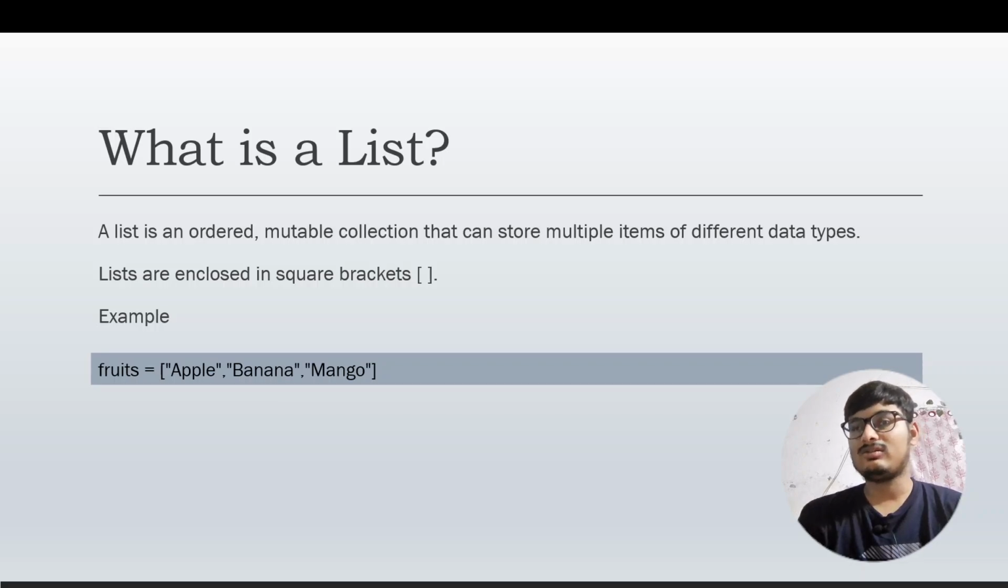Lists are enclosed in square brackets. Here is an example of a list which is named fruits. Fruits equals square brackets, and inside the square brackets the names of three fruits are written. Apple, as you can see, is a string, because it is written in quotation marks. Then there is a comma to say that these are separate entities. We use a comma to show that these are different fruits. That's how we separate the elements that are present in a list.